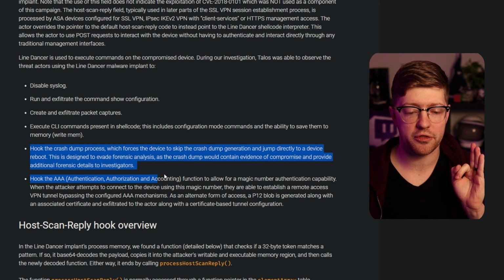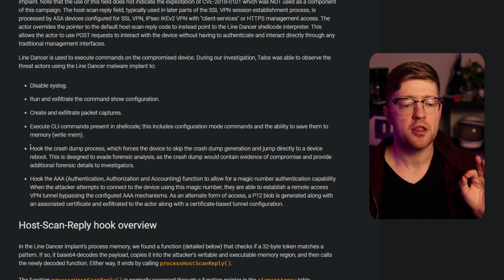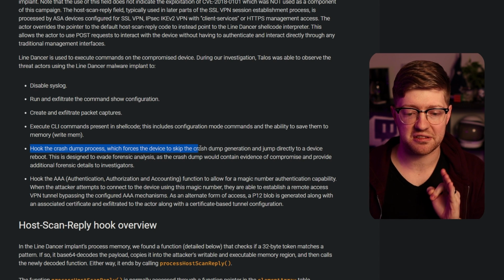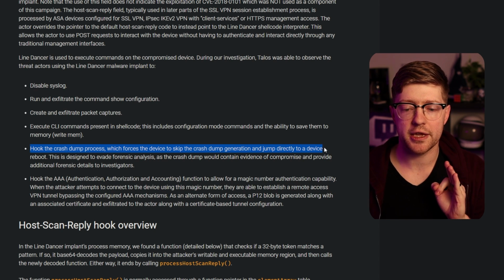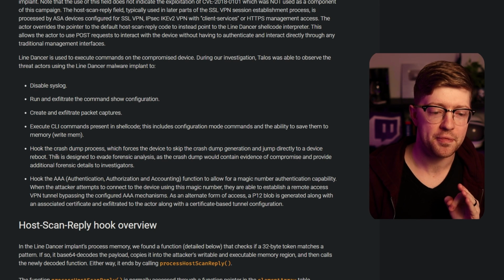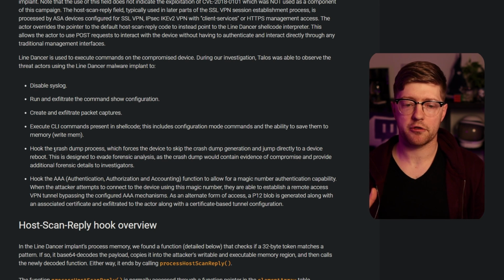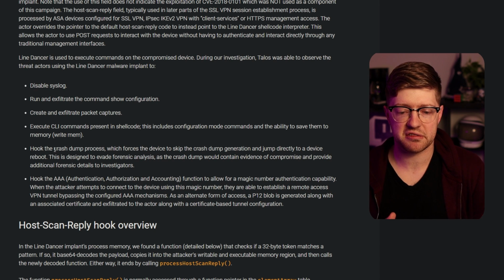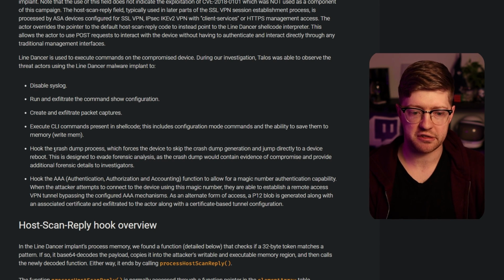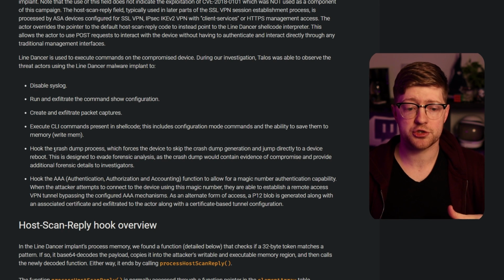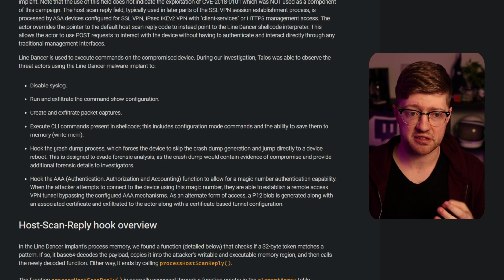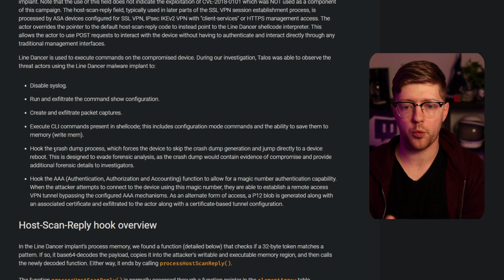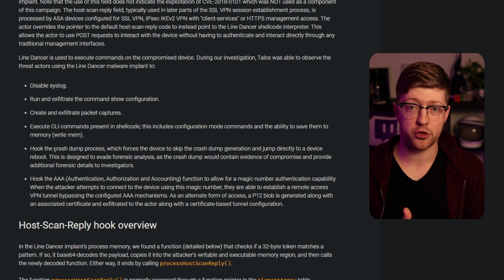The next two are the most interesting two, in my opinion. The first is they hook the crash dump process, which forces a device to skip crash dump generation and jump directly to a device reboot. This is crazy. A lot of the bigger firewalls like Palo Alto, Sophos, Cisco, etc., have features that when a particular process crashes, they want to know about it. The manufacturer wants to know about the crash for two reasons. One, they want to provide their customer with a good product and they want to figure out where in the process did it crash? Is it a bug that we can fix?